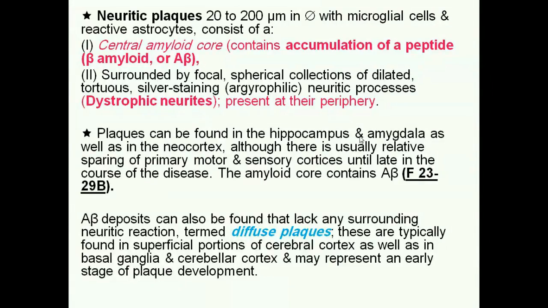Now these diffuse plaques, you can typically see them in the superficial portions of the cerebral cortex, as well as the basal ganglia and cerebellar cortex. They may also be present as an early stage of plaque development. Since we only see the core, the periphery can be created later. So it can be an early stage of plaque development of Alzheimer's disease or other diseases that have these neuritic plaques.